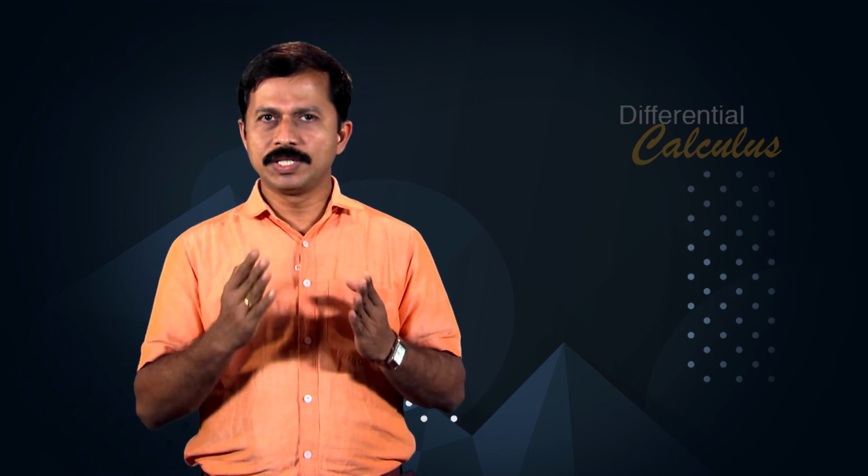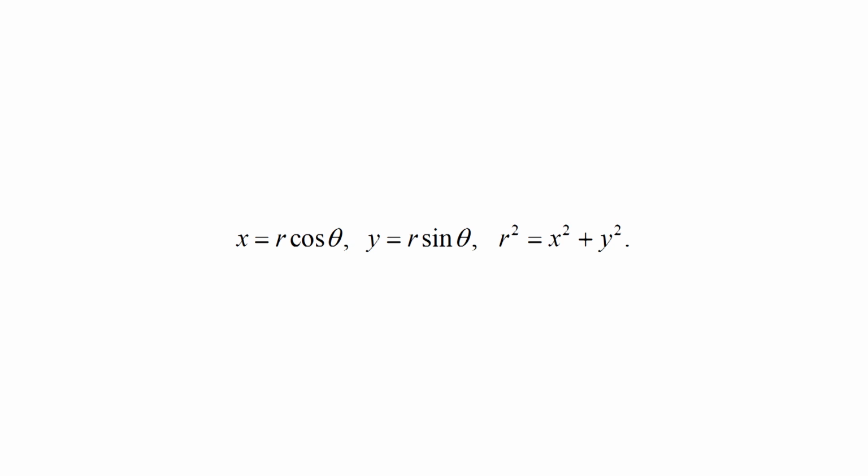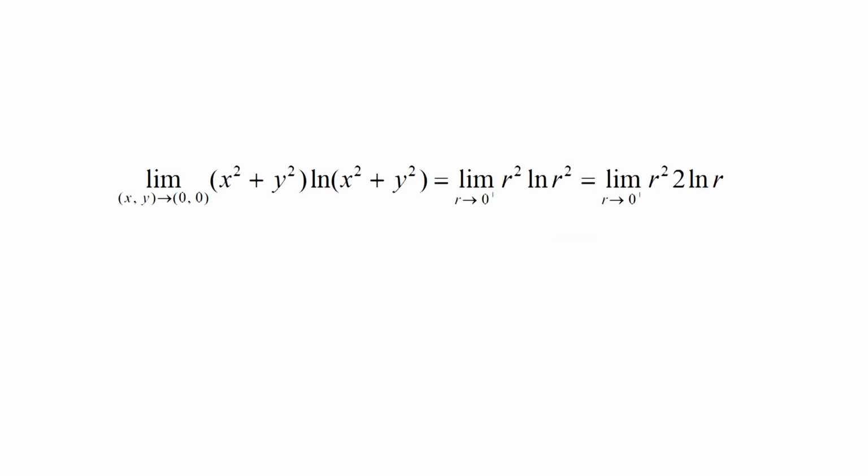Let (r, theta) be polar coordinates of the point (x, y) with r greater than or equal to 0. Then we have x equal to r cos theta, y equal to r sin theta, and r square equal to x square plus y square. Also, since r is greater than or equal to 0, we have r equal to square root of x square plus y square, so that r approaches 0 plus if and only if (x, y) approaches (0, 0).